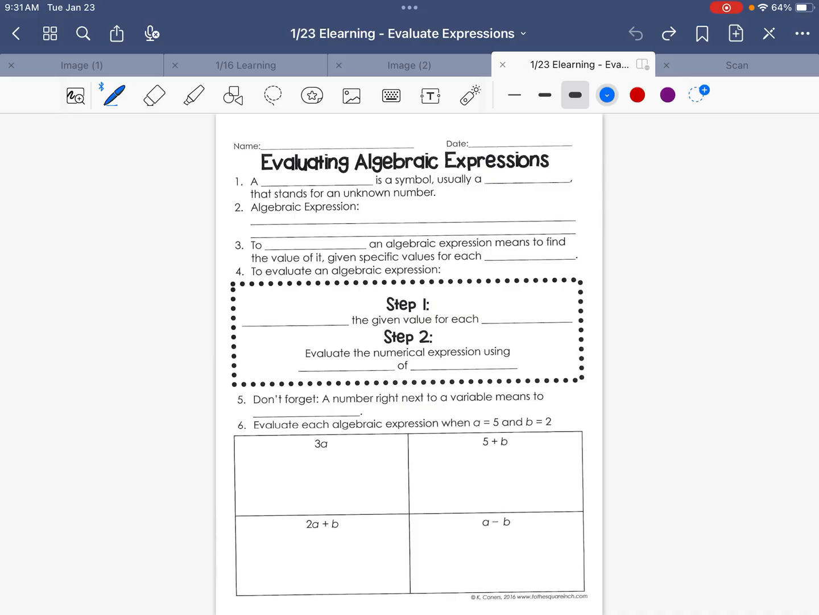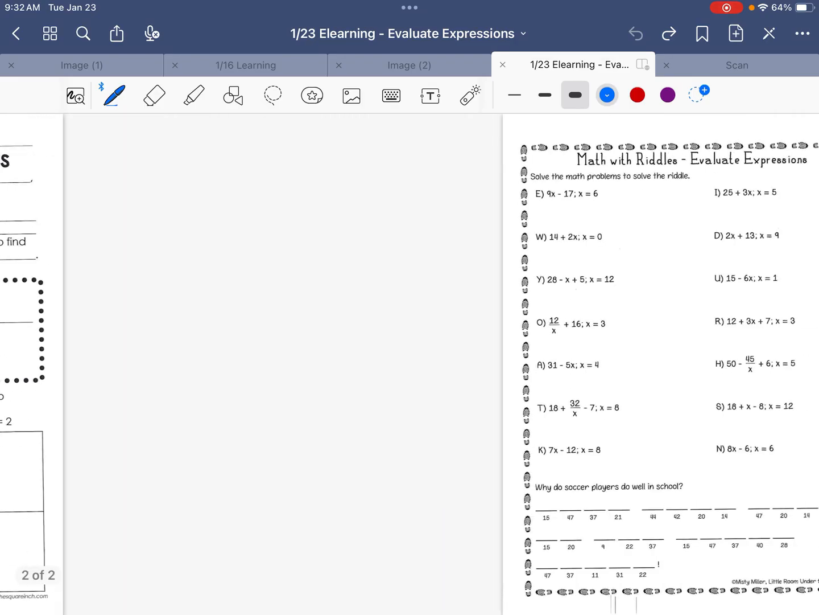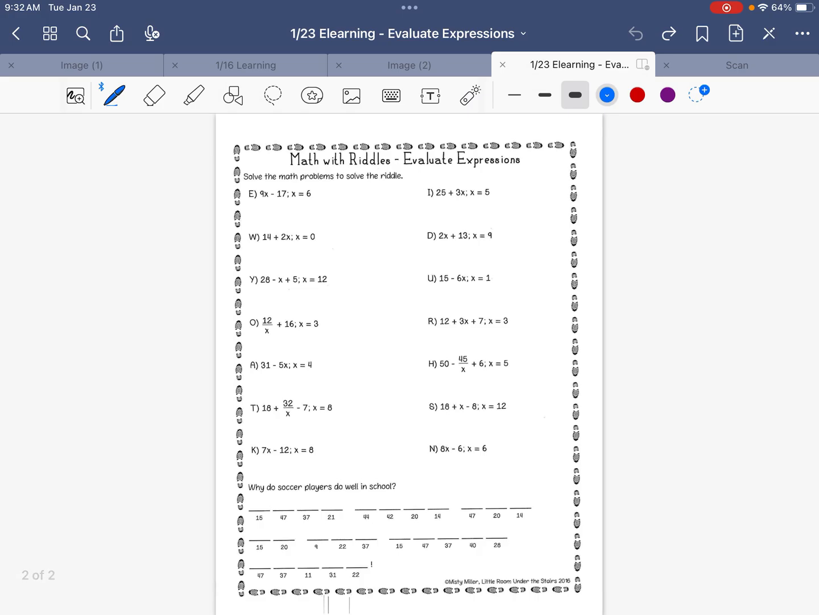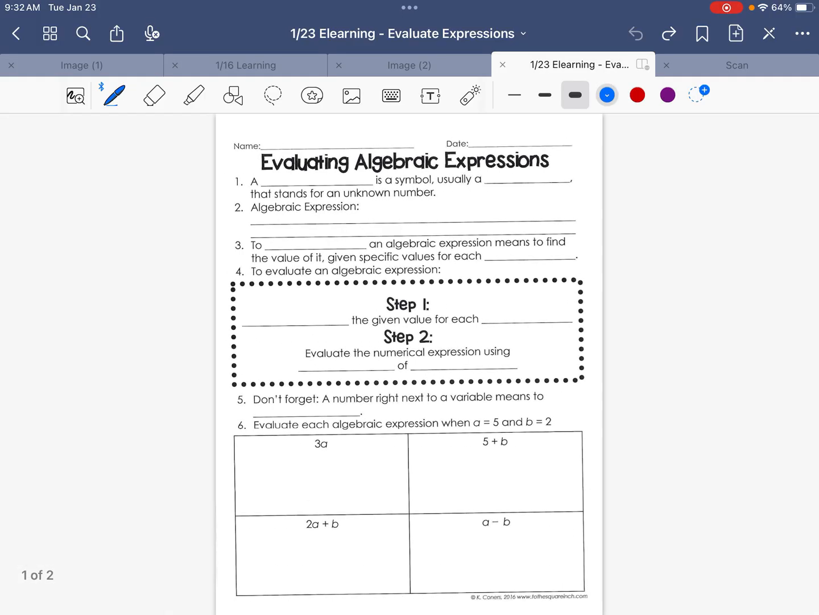We have been looking at how to write algebraic expressions. Today we are going to look at how to evaluate algebraic expressions. So I want you to follow along on your own paper or on Google Notes and complete the notes with me. You will submit the notes, and then after completing the notes, you're going to go ahead and do the math riddle with evaluating expressions, and we'll complete those problems after we go through the notes.